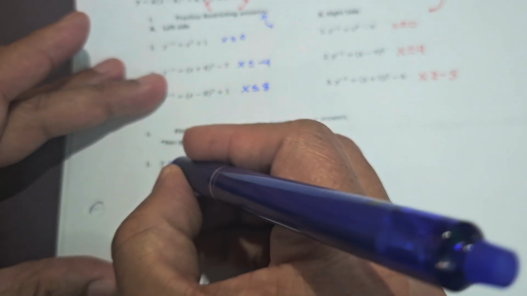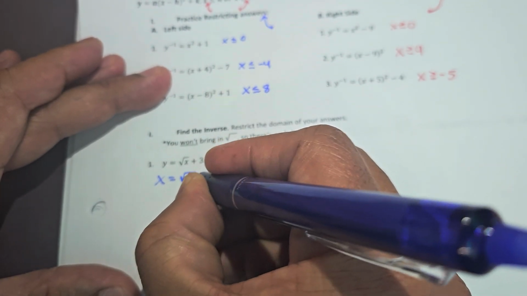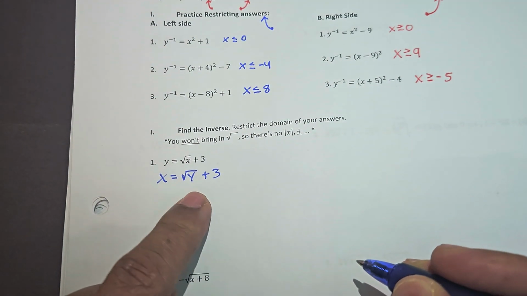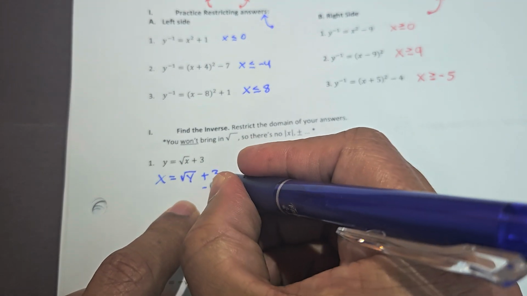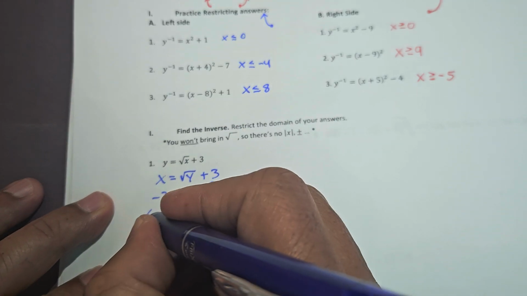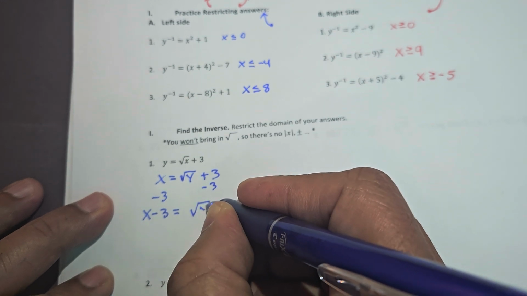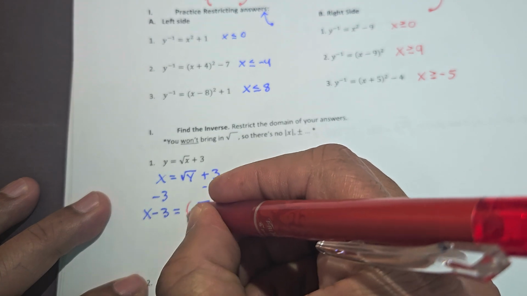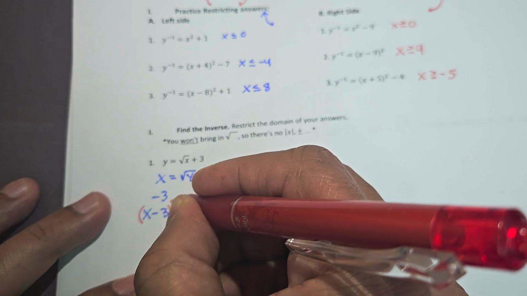So switching x and y, this is now x, and this is equal to the square root of y plus 3. Again, we want to get the square root of y by itself for now. So let's subtract that 3 from both sides of the equation. Then the left side becomes x minus 3, which is equal to the square root of y. But now we don't want the square root of y, we want y by itself, so we take the square. I'm going to take the square of the square root of y, and I'm going to take the square of x minus 3.